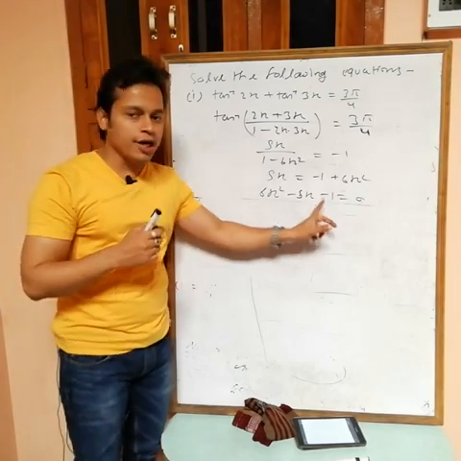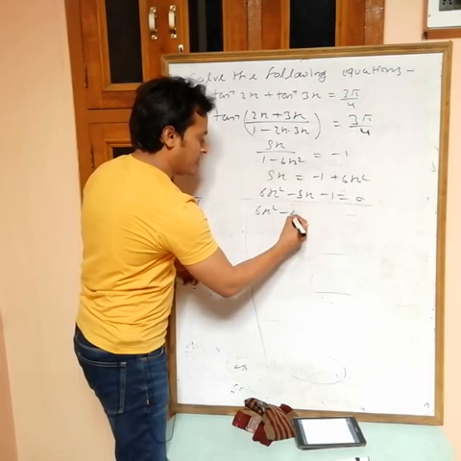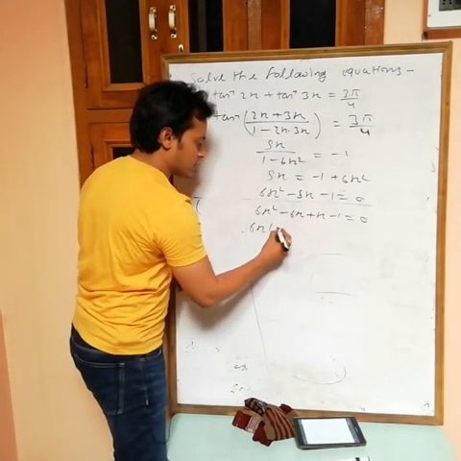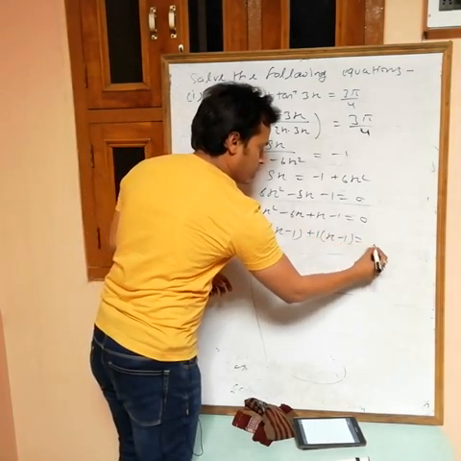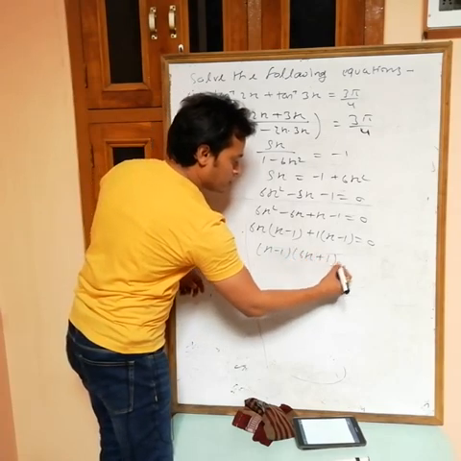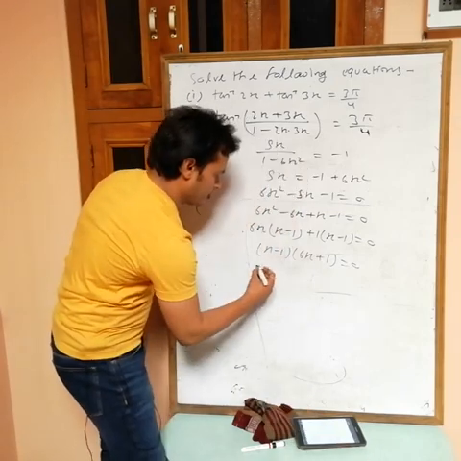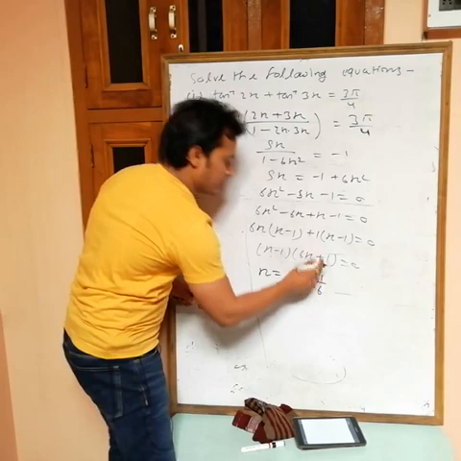Now you want product as minus 6 and sum as minus 5. So the factors are minus 6x plus x minus 1 equals 0. If you take 6x common, then (x minus 1), and plus 1 common, then (x minus 1) into (6x plus 1) equals 0. Now if you solve this, you will get two values of x: x equals 1 from this one, and x equals minus 1 by 6 from this one.